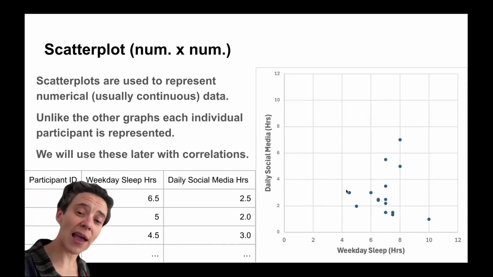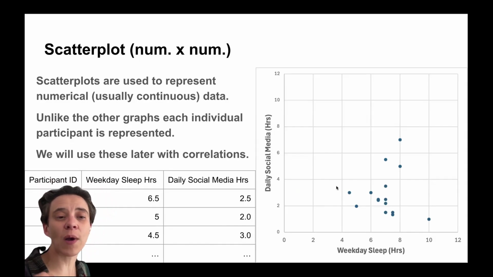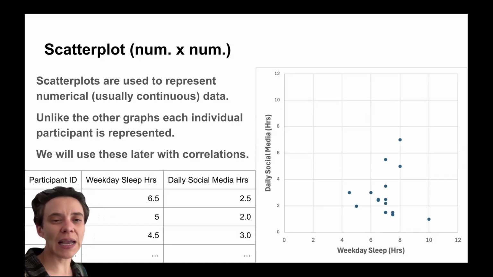You often see these graphs with a line of best fit in them. We will use those when we are looking at correlations and also regression analyses toward the later end of class. So those are all bivariate graphs.